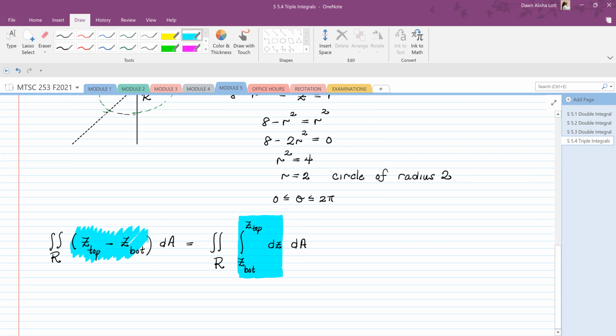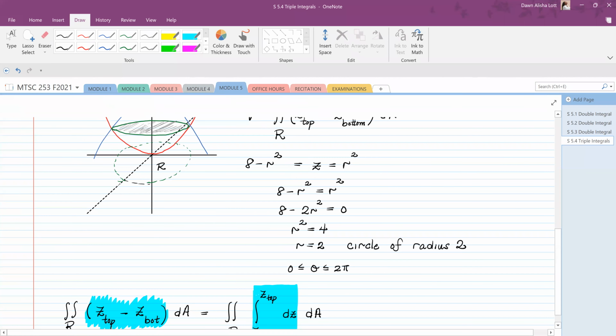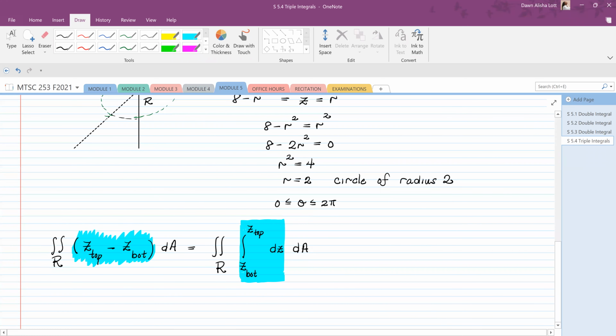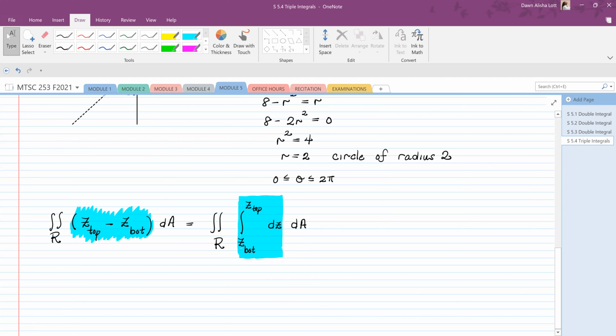In other words, if we go back to this picture, Z starts at Z bottom and it goes all the way up to Z top. So if I integrate dz from Z bottom to Z top, that's the same as doing the integral from Z bottom to Z top of dz.